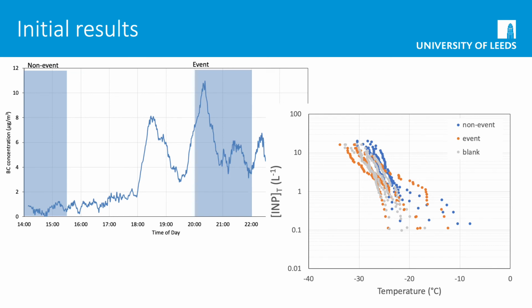As an initial investigation into this impact, I have selected a couple of sampling periods that are representative of both the before and during Bonfire Night celebrations. As you can see, the calculated INP concentrations, plotted here against temperature, do not vary significantly, despite this distinct increase in black carbon observed here.